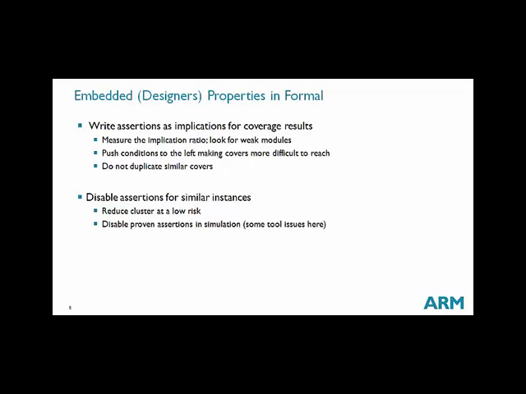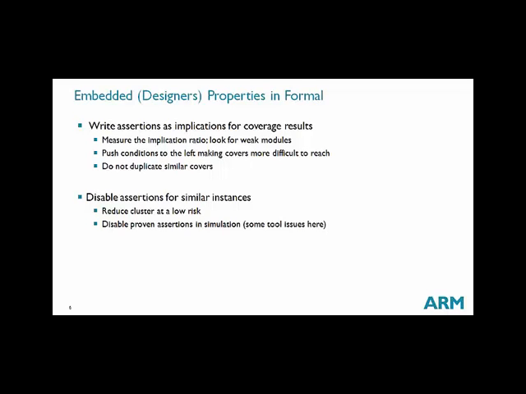Because if we want to verify A implies B, and we are not able to cover A, that means that we are not verifying anything with this assertion. So we have the first metrics for free if we just write assertions using implication. Well, as I said before, we disable assertions which are in very similar instances just to reduce their number and put a higher effort on the remaining ones.